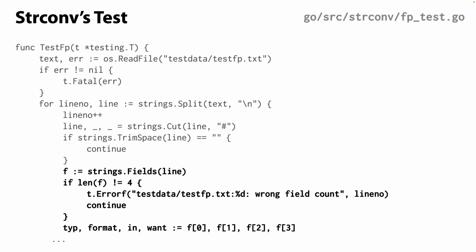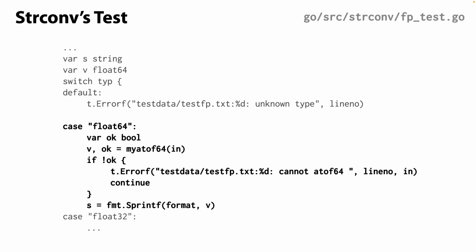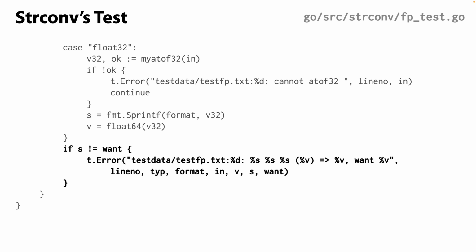We split the line into fields, and we pull out the 4 fields. Then we do the conversion in float32 or float64 math, according to the type field. My A to F64 is basically strconv.ParseFloat64, except it handles a decimal P format that lets us write the test cases the way they were written in the paper I copied them from. Finally, if the result is not what we want, we print the error. This is a lot like a table-driven test. We just parse the file instead of ranging over a table. It doesn't fit on one slide, but it does fit on one screen when you're developing.